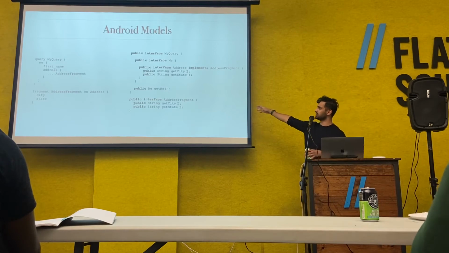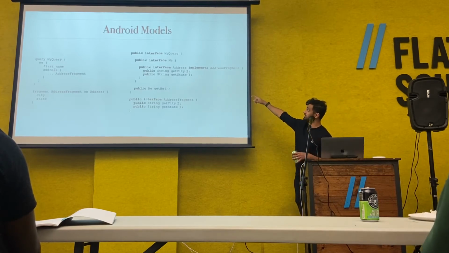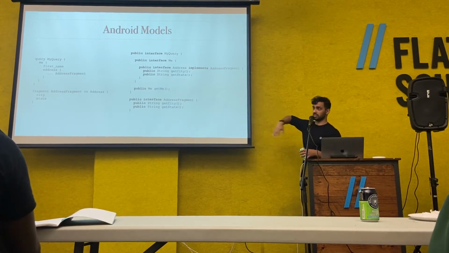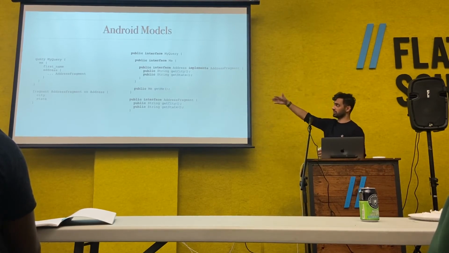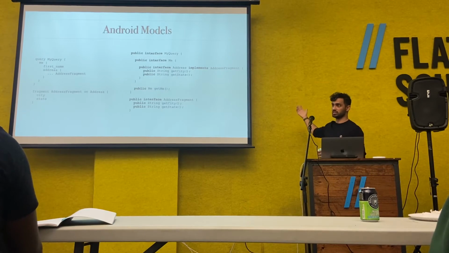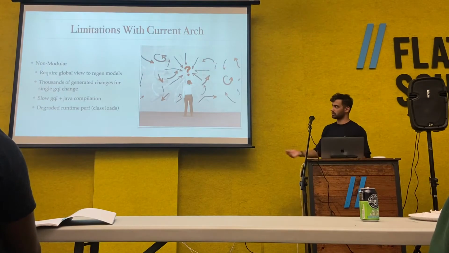I have to then change the definition of this interface. I then need to know that this interface implements it. I have to go change the definition of that. If this goes on through a very large tree, and that's referenced in hundreds of thousands of different queries, you will have thousands and thousands of generated changes that are just invalidated by making that one small change in GraphQL.